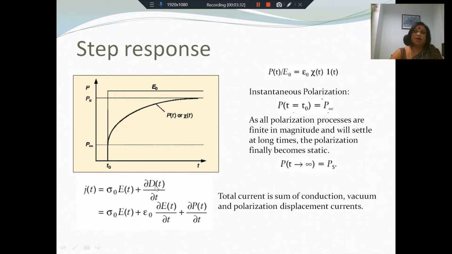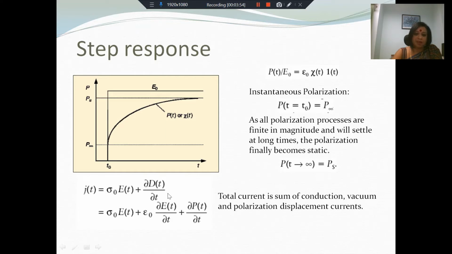However, in addition to, and almost of the same order of magnitude, there is a second current which is due to the displacement current, which is del D del t. So when D is the flux density, the time variation of the flux density gives rise to a second current, which is del D del t. So the total current is the sum of this conduction current and this displacement current.